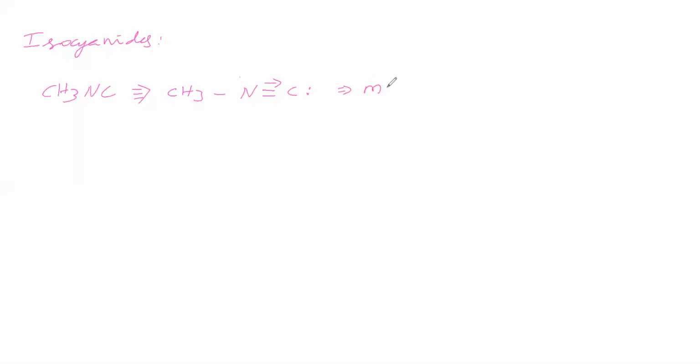This NC is called isocyanide. Therefore, its common name is methyl isocyanide. Another name: this isocyanide is also called carbylamine. Therefore, it is called methyl carbylamine we can say.